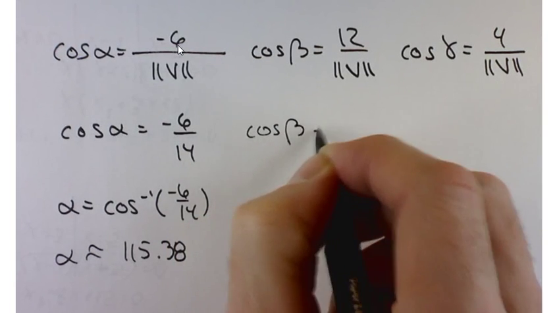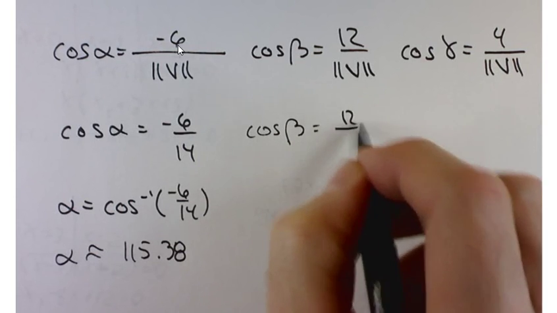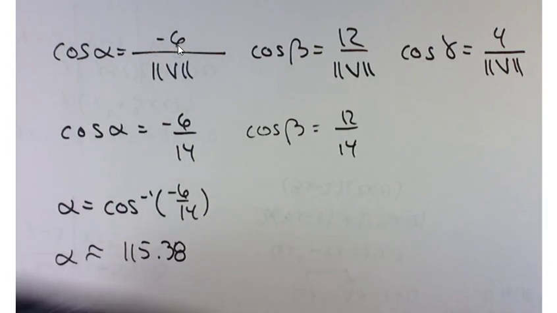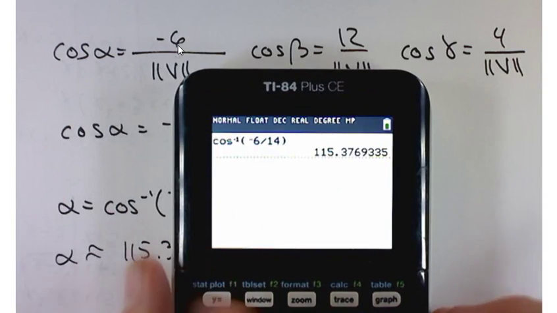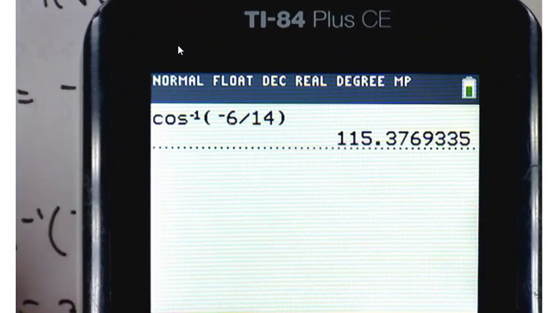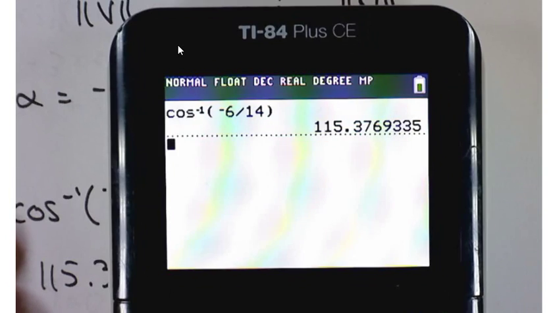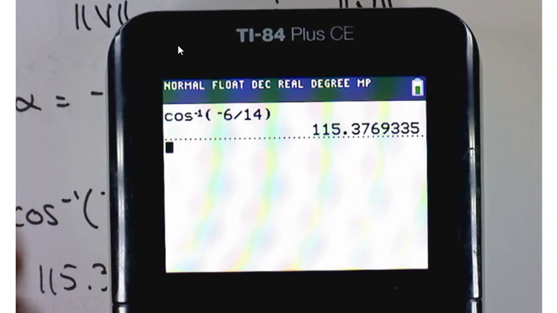Cosine beta is 12 over 14. Here's a cute little trick. I've already done one of these, so to do another one, I'll do this last. Let me just do this one, then I'll show you that cute little trick in just a second. Cosine inverse of 12 divided by 14.